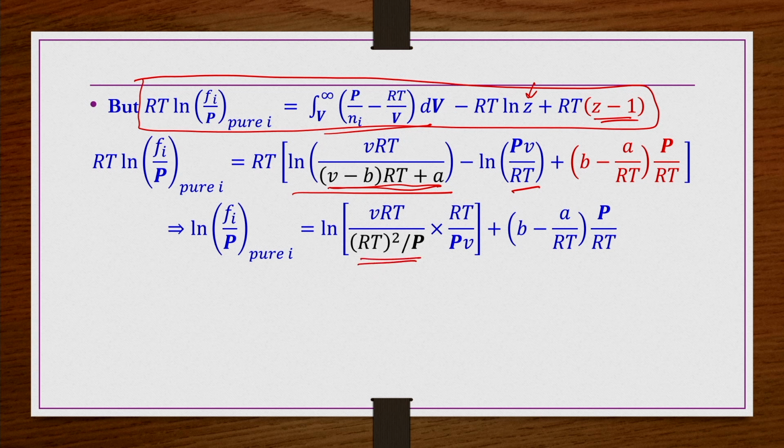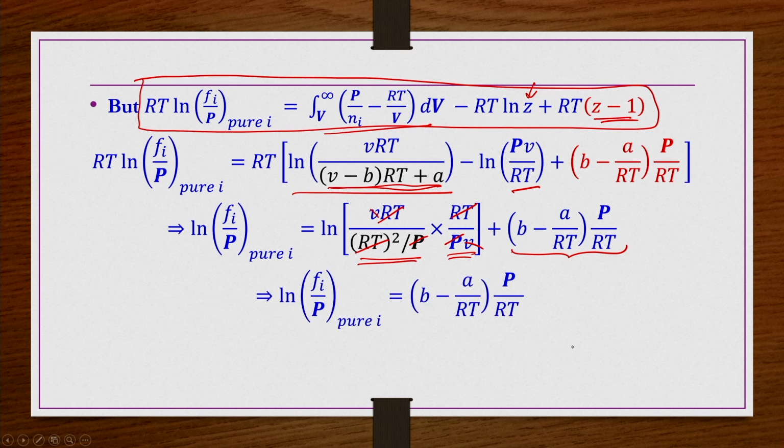And then this ln A minus ln B form is there, so I can write ln A by B. Then vRT by R square T square by P, divided by PV by RT, so that I can write multiplied by RT by PV. So, here R square T square cancels out, V cancels out, and this P cancels out. So, we have ln of 1, that is 0, and the only term remaining is this term. That means ln of fugacity by P for pure I is equal to B minus A by RT, P by RT, or f pure I is equal to P exponential of B minus A by RT, P by RT.